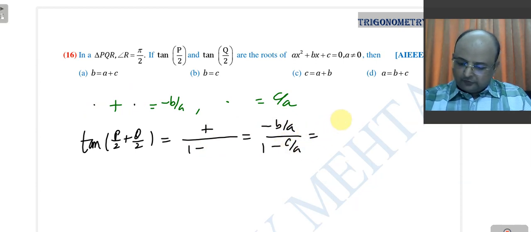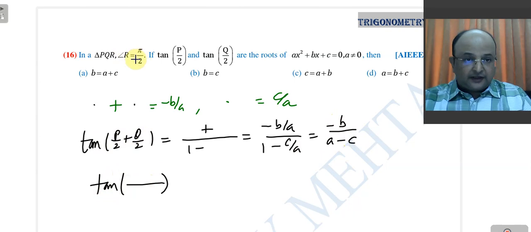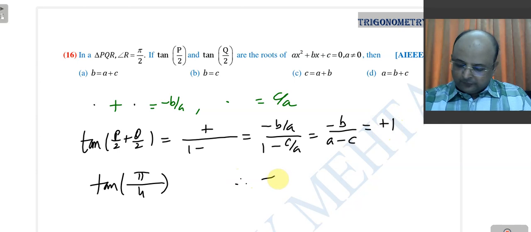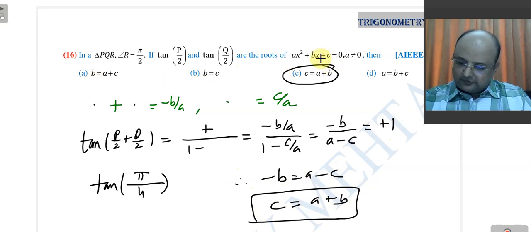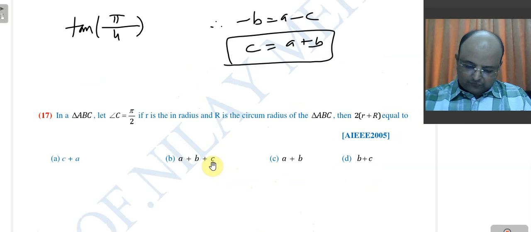Okay, so this will be minus b upon a minus c. But what is p plus q by 2? This is p plus q by 2. Your angle r is pi by 2. The sum of other two angles has to be pi by 2. So this is pi by 2 by 2, that is pi by 4, so tan of it is 1. So I directly write down this is 1. So minus b equals a minus c. So a plus b equals c. I must have this equation: a plus b equals c. Yes, it is here. So that is question number 16.